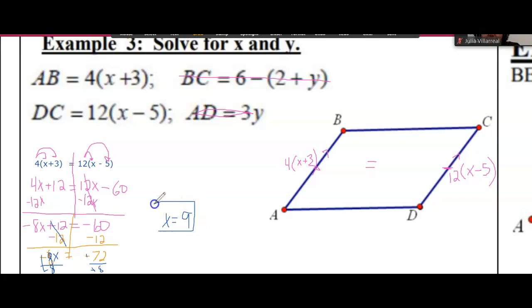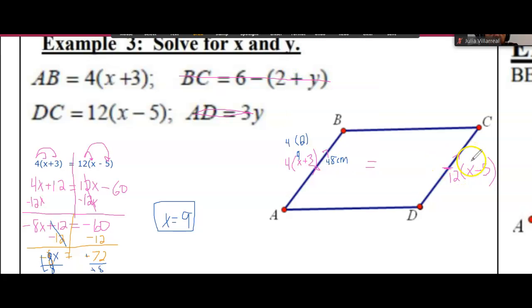x equals 9. Now I'm going to come up here, and I'm going to put the 9 into my expression. So 9 right here. So 9 plus 3 is 12. So let's see, 4 times 12 is 48. So then this is 48 centimeters. We'll just say centimeters.